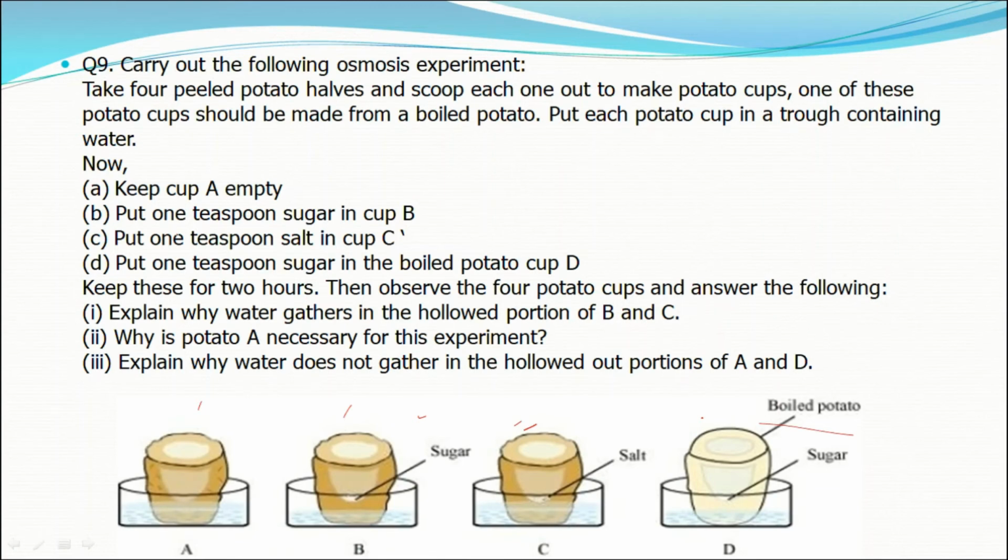First is, explain why water gathers in the hollowed portion of B and C. Why is potato A necessary for this experiment? And third question is, explain why water does not gather in the hollowed out portion of A and D.